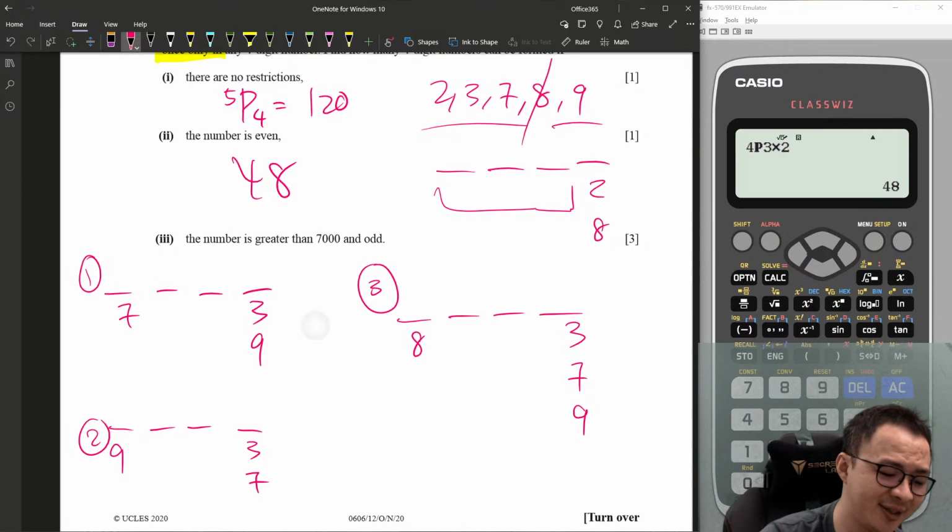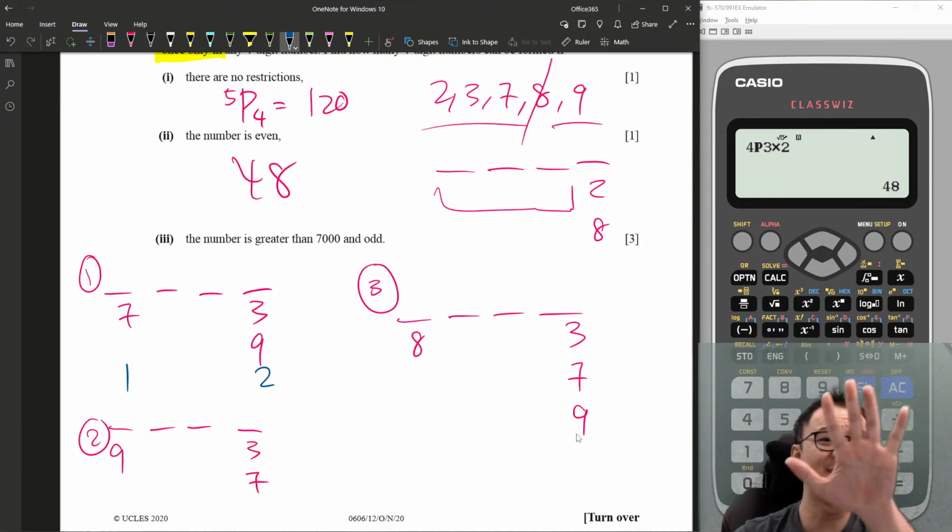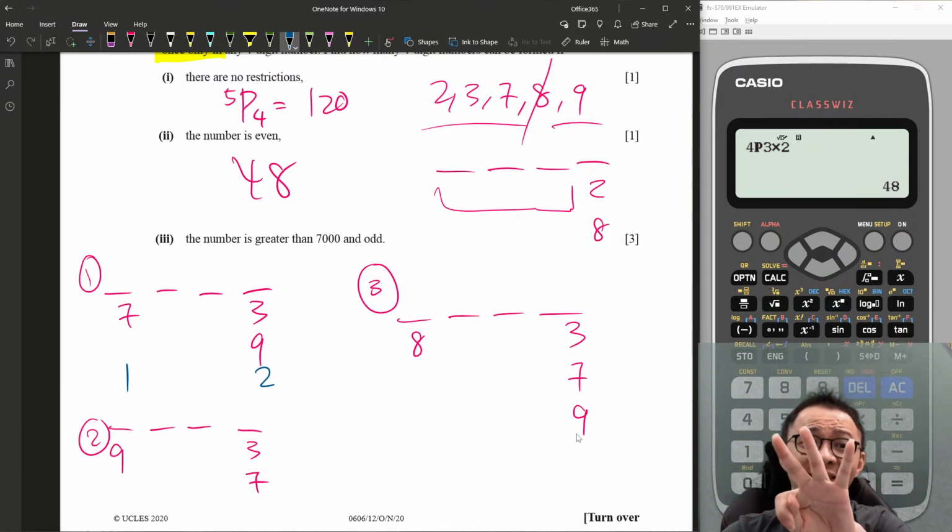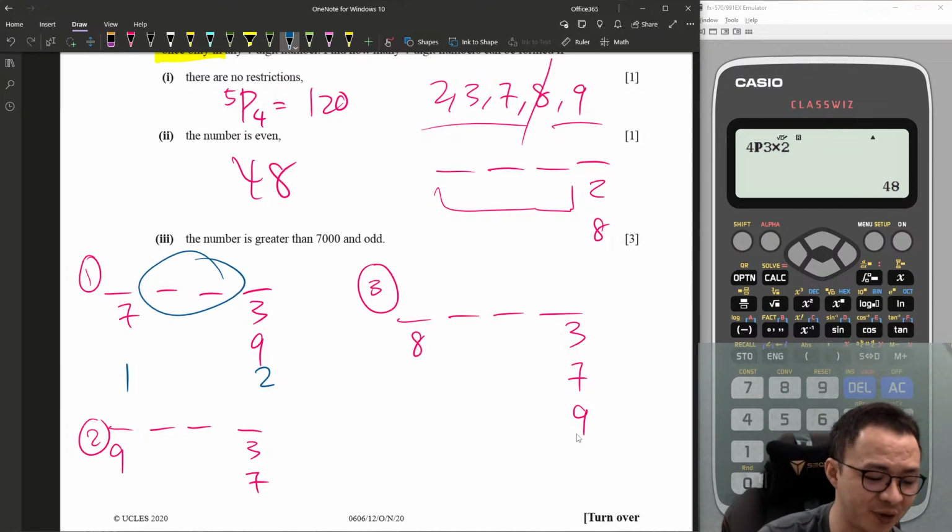Alright, so let's see. This one, if I only have one choice, is 1, and the second choice here is 2. After I use 2 numbers out of 5, I still have 3 numbers, isn't it? So I have 2 places to fill up. So it's called 3P2. I multiply them.